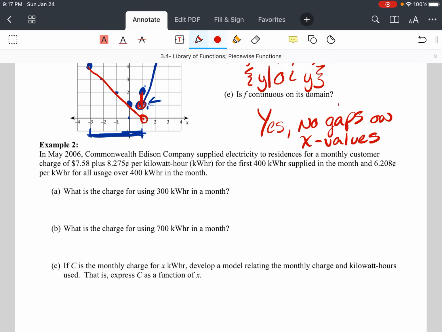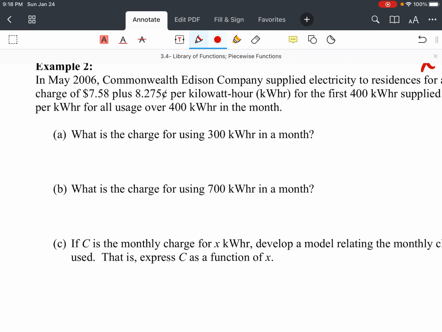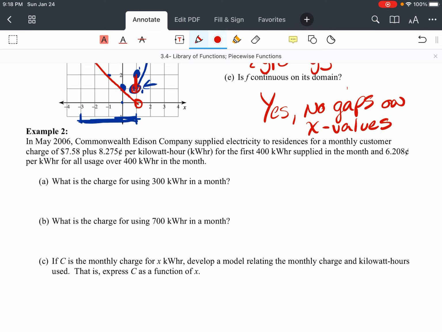It says in May 2006, Commonwealth Edison Company supplied electricity to residents for a monthly customer charge of $7.58 plus 8.275 cents per kilowatt hour for the first 400 kilowatt hours in the month, and 6.208 cents per kilowatt hour for all usage over 400 kilowatt hours in the month. The first thing we're looking at is what is the charge for 300 kilowatt hours in a month.